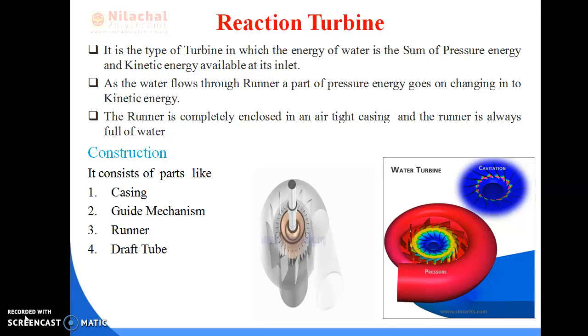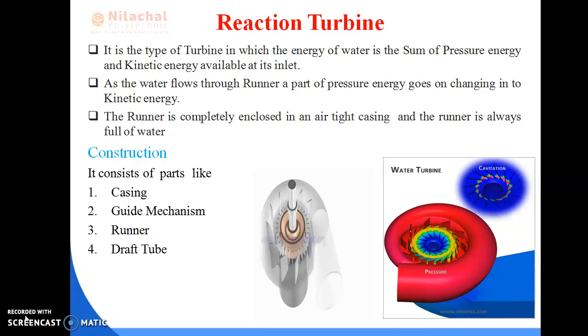Here in this video, I am going to explain about the reaction turbine, its working principles, constructional features and its classification. So, what is the concept of a reaction turbine? In a reaction turbine, we are not going to use the nozzle as in the case of an impulse turbine.